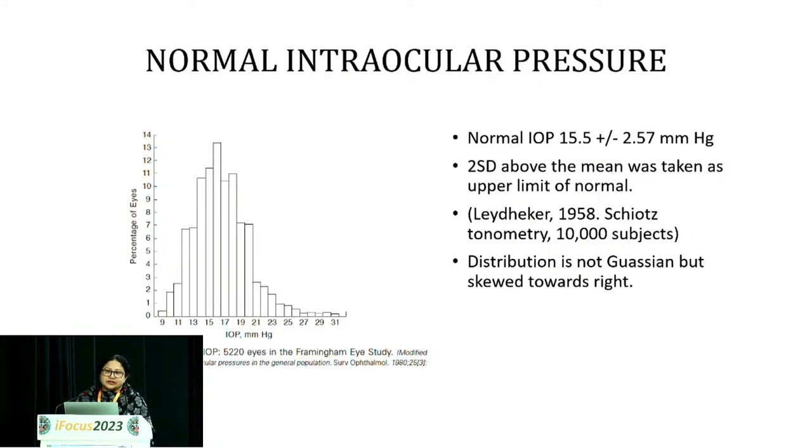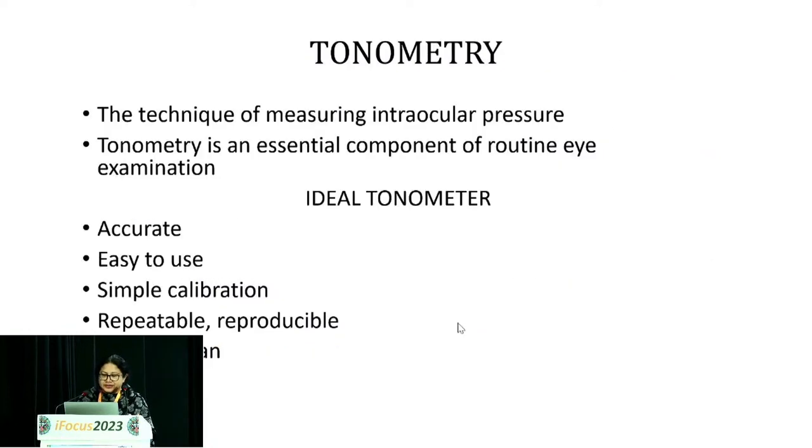What is normal intraocular pressure? It lies somewhere between 10 to 21 millimeters of mercury. Although there is nothing truly normal, they say that every eye has a different normal. In studies, the normal IOP was found to be 15.5 plus or minus 2.5 millimeters of mercury, and 2 standard deviations above the mean was taken as the upper limit of normal. The distribution of intraocular pressure in the general population is not Gaussian, but is skewed towards the right side, or towards the higher intraocular pressures.